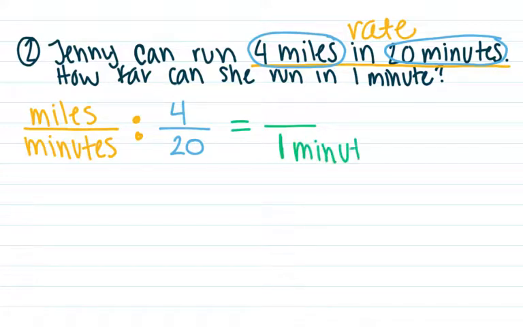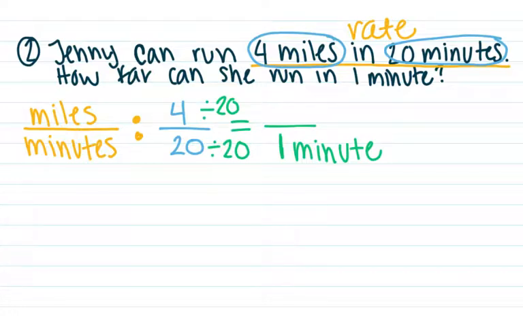To find out how far she can make it in 1 minute, I'm going to have to divide that bottom denominator by itself. I'm going to have to divide it by 20 because 20 divided by 20 gets me that 1 that I want. After I divide the bottom by 20, I have to divide the numerator by 20 as well. Now, don't freak out. Don't worry. We are going to get a decimal, and that's okay. You can have a decimal when it comes to miles or a distance, and also when it comes to rates.